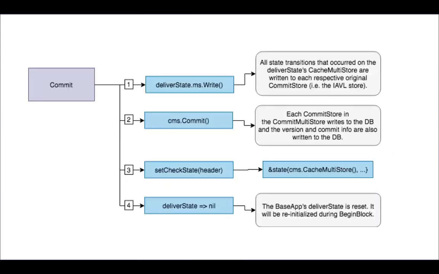And then on the commit phase, all the deliver state is written to the cache multi-store and to the respective commit store, for example the IAVL store or a wrapped IAVL store such as the gas KV store. Then the multi-store writes to the database. And then you set again the check state with the header and reset the check state, and then set the deliver state to nil.